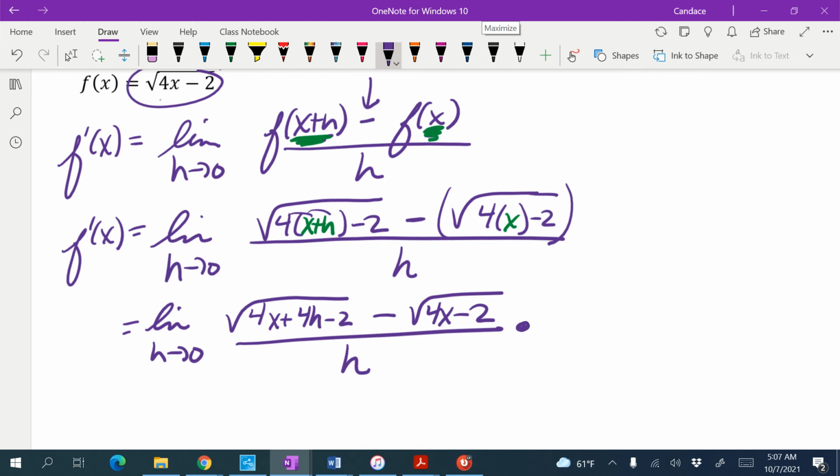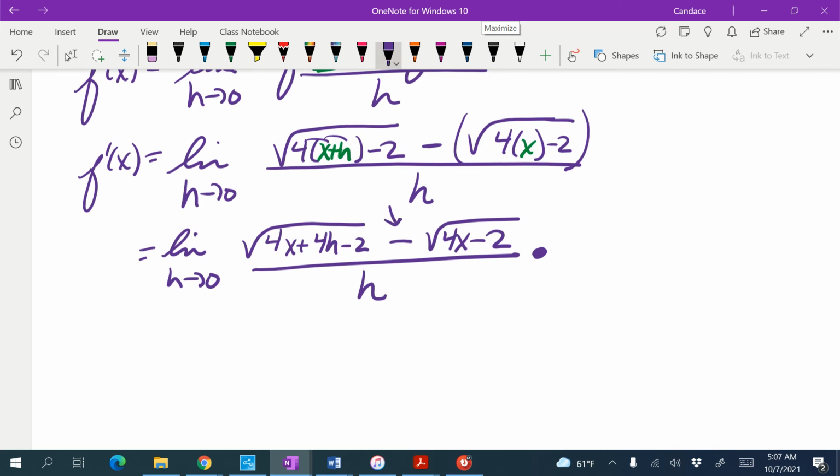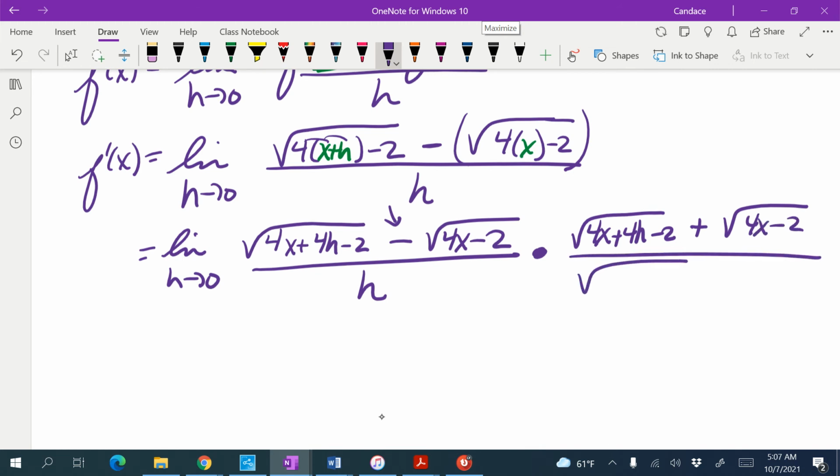So one technique we've learned is that we can rationalize the numerator, meaning we're going to multiply by the conjugate, which means I'm going to switch this sign and multiply both top and bottom by it. So the square root of 4x plus 4h minus 2 plus the square root of 4x minus 2, over the square root of 4x plus 4h minus 2 plus the square root of 4x minus 2. All right, so let's see what happens here.